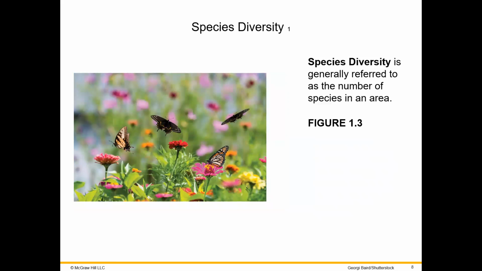Species diversity is the number of species in an area, and a species is a group of similar looking individuals that are capable of interbreeding and producing offspring that are also fertile.